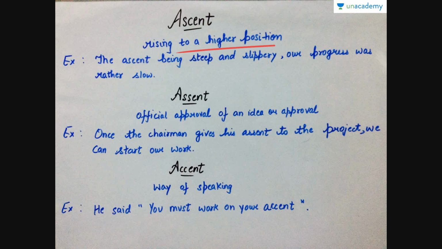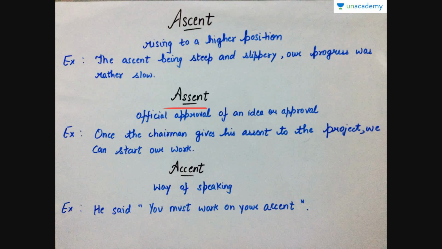For example, the ascent being steep and slippery, our progress was rather slow. That is, the ascent was steep and slippery, so our progress was slow. That is, we cannot reach the higher position quickly. We reached there, but we took a lot of time. Our progress was slow. This is ascent, A-S-C-E-N-T.